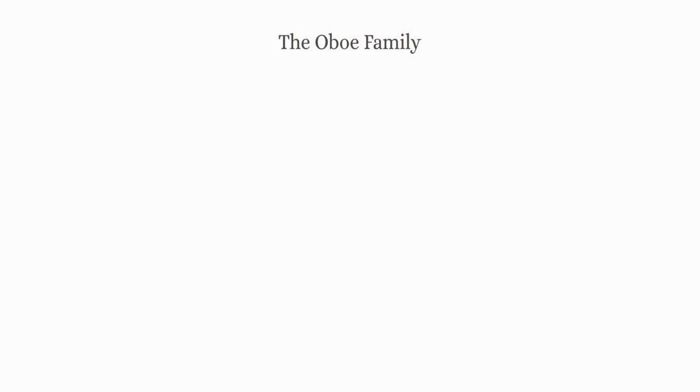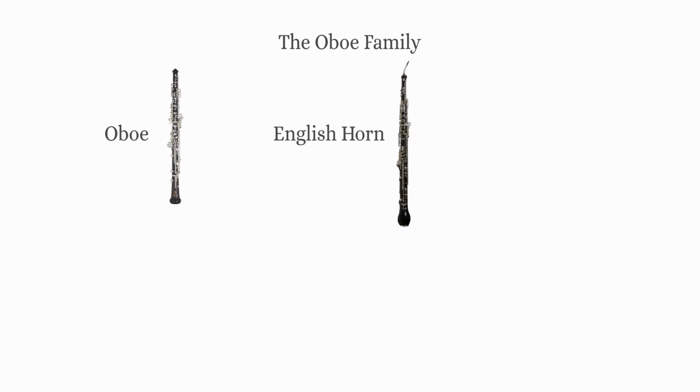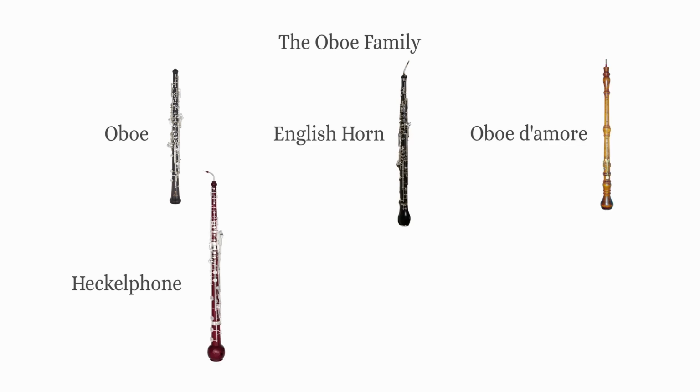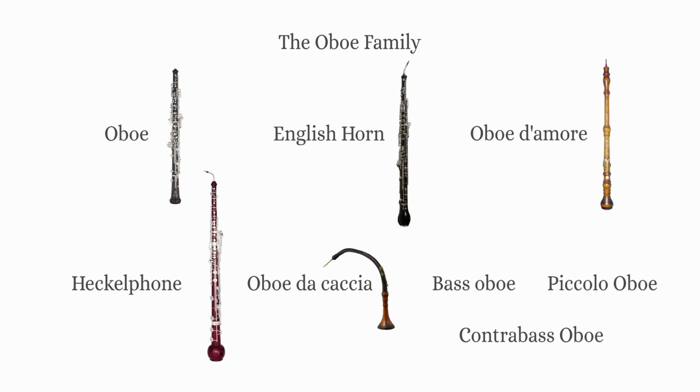The oboe family consists of the oboe, the English horn, the oboe d'amore, the Heckelphone, the oboe da caccia, as well as the bass oboe, the piccolo oboe, and the contrabass oboe. All of these instruments are double reed woodwinds, which means that sound is produced by vibrating air between two reeds, typically made from cane wood or a synthetic material. Most oboes are made from wood and have a slightly conical bore.